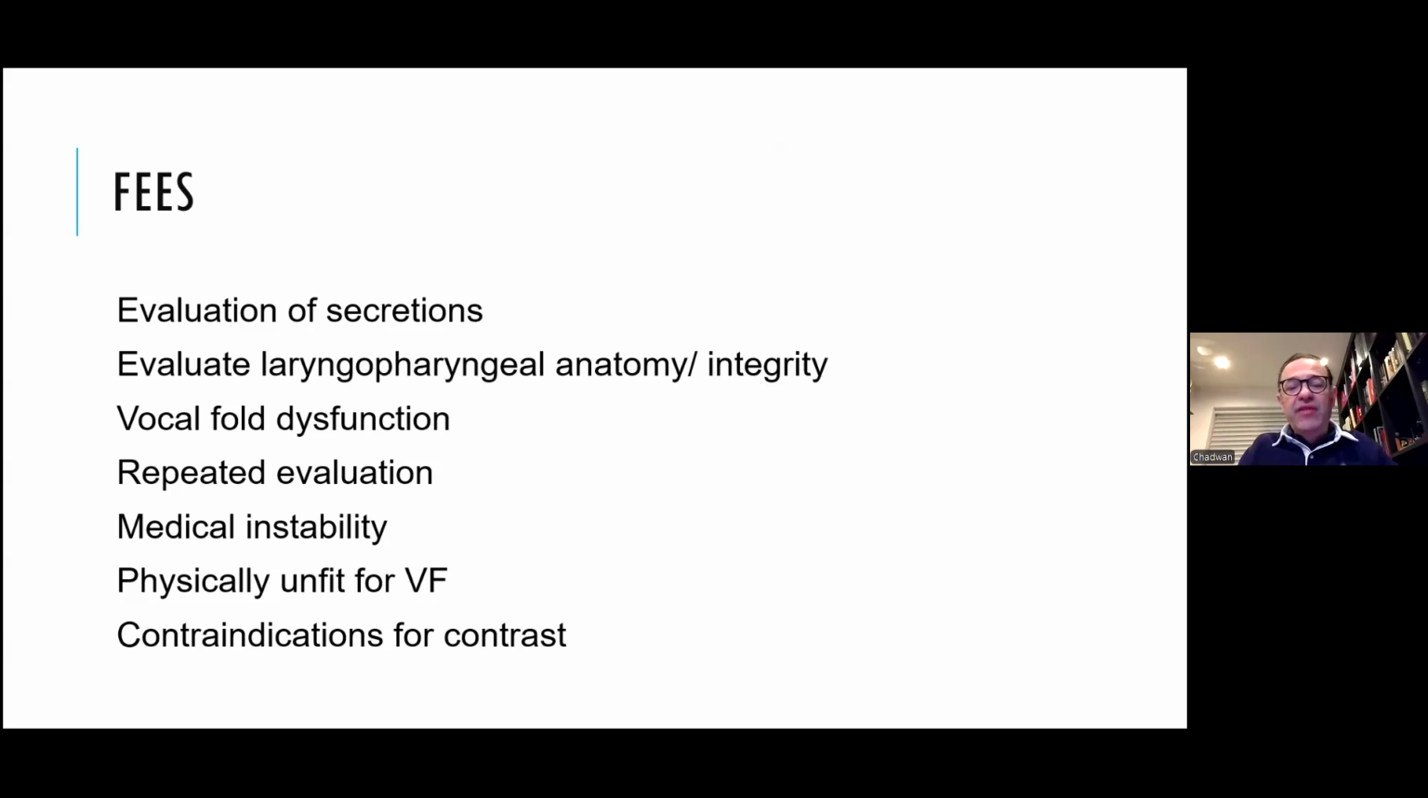It allows you to evaluate the anatomy and the integrity of the laryngopharyngeal system. You can look into vocal cord function. It's something that you can repeat. It's very useful when you have a patient that you can't take to the video fluoroscopy suite, or if you don't have a video fluoroscopy suite. So a patient in ITU, you're not going to be able to do video fluoroscopy, but you can do FEES on a patient in intensive care. Or a patient who has a contraindication for contrast.